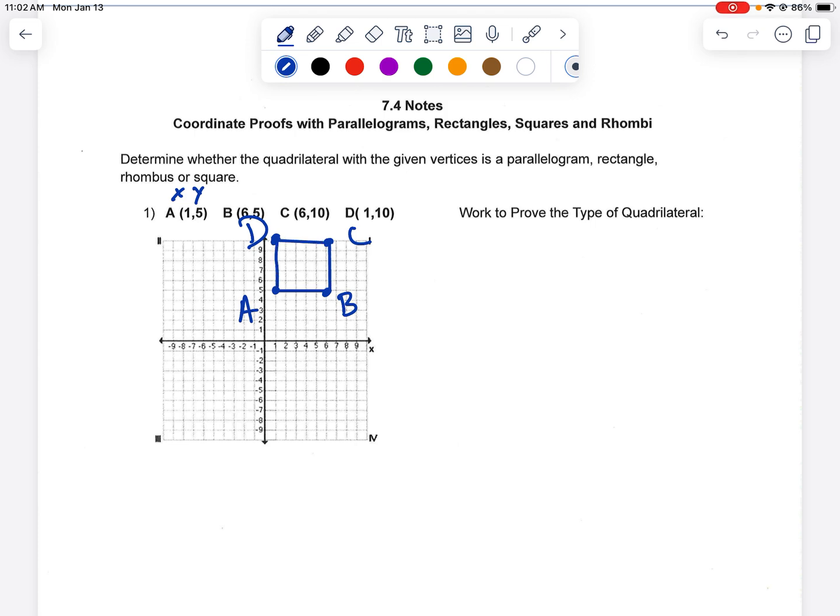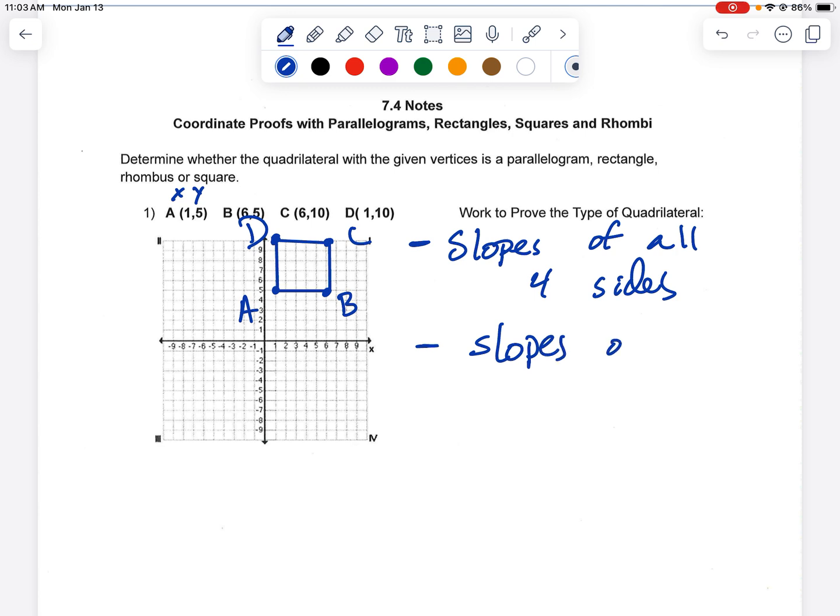So anytime you do one of these types of problems, you will find the slopes of all 4 sides, and you'll find the slopes of the diagonals. That's what you'll be finding. So that's 6 slopes. Remember, your diagonals go right through the middle of the shape. You'll find the slope 6 times.